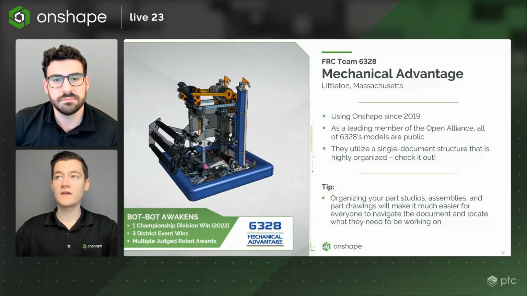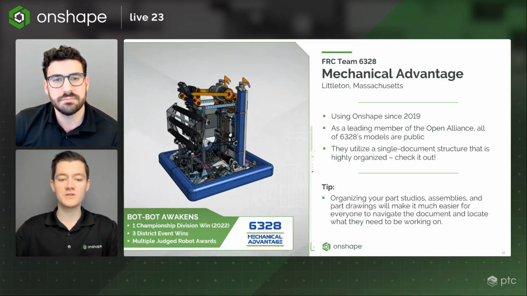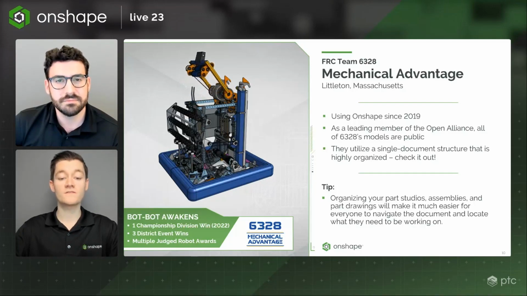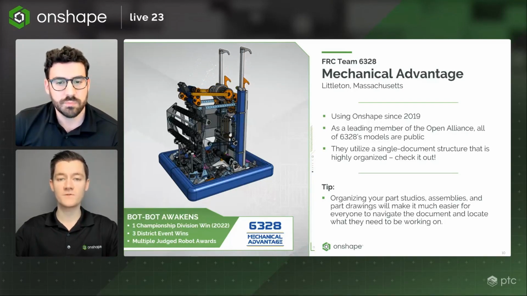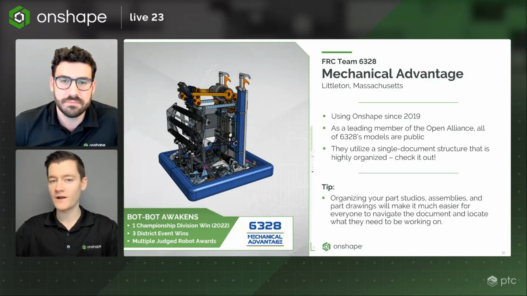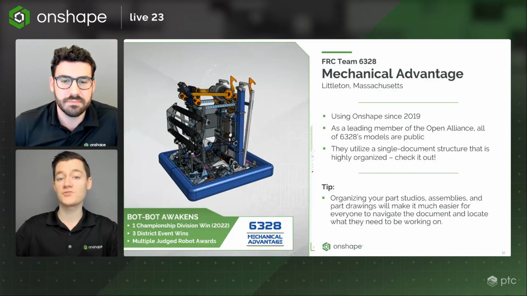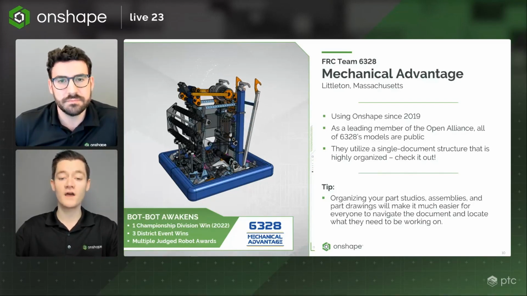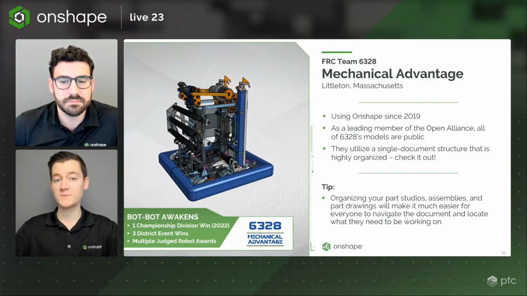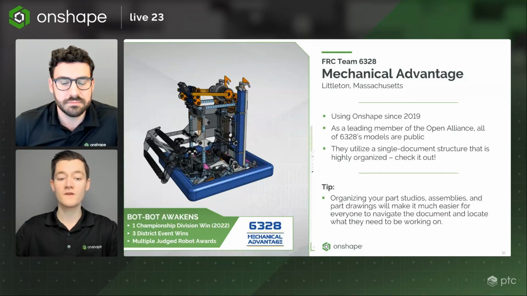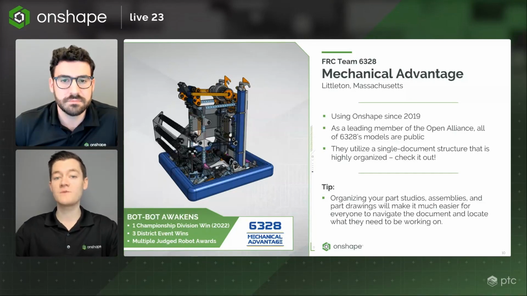So these slides will each highlight who a team is, an awesome model that they've made, their performance record, and some other information about them. Our first team here is one that's close to home for us, and that's FRC Team 6328, Mechanical Advantage out of Littleton, Massachusetts. They were an early Onshape adopter in the FIRST community and are also a driving force behind the Open Alliance. For those of you who aren't as ingrained in FIRST, what that means is that during the FRC competition season, all their designs are publicly available. So other robotics teams from around the world can follow along with their progress and borrow some of the really good ideas. Onshape makes it super easy for them to publicly share their CAD models.